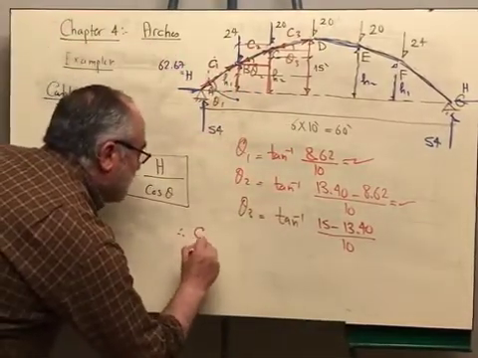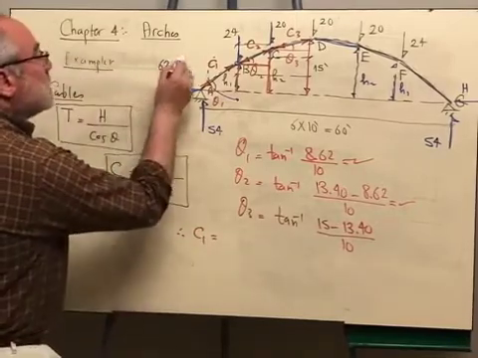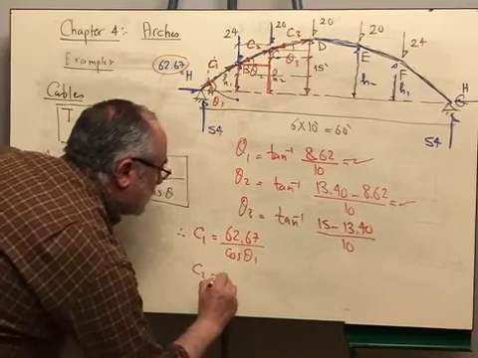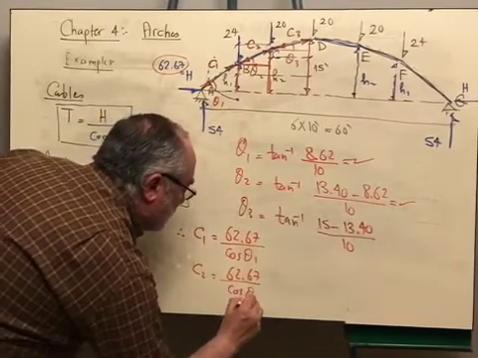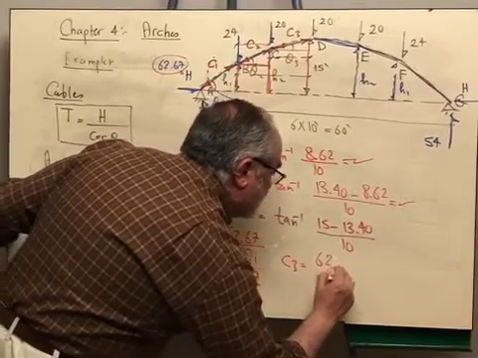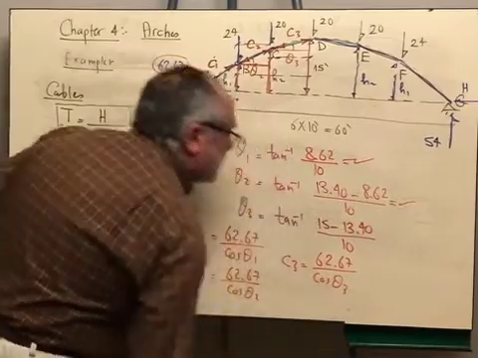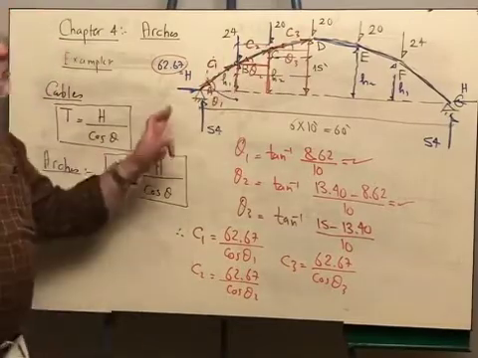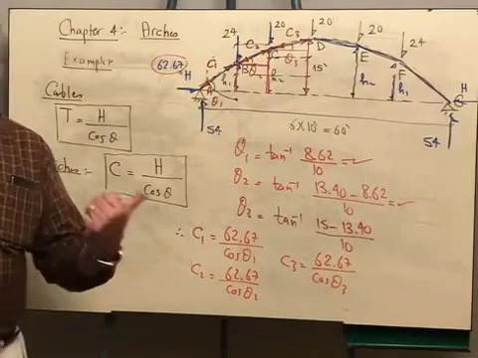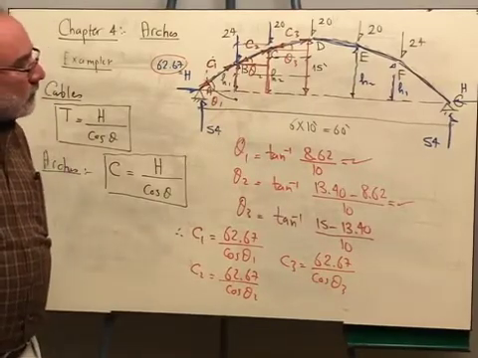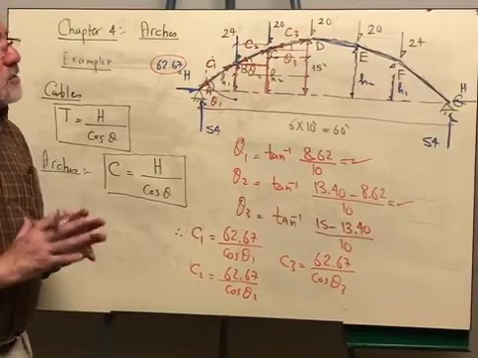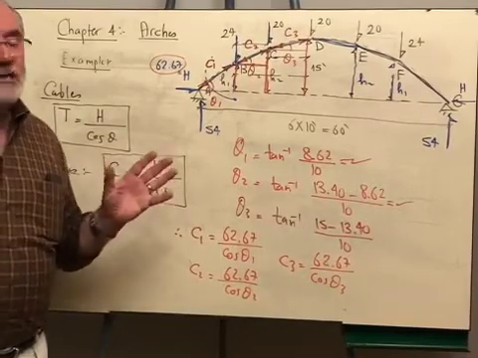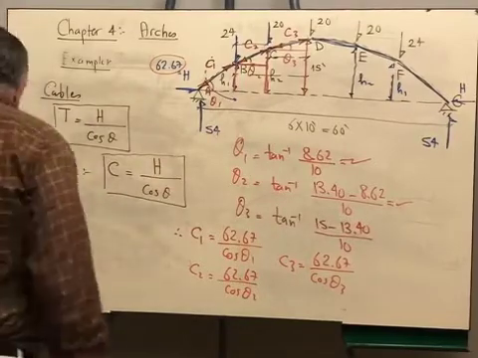Therefore, finally we can say that C1 is equal to the value of H, which is 62.67, over cosine theta 1, and C2 is 62.67 over cosine theta 2, and C3 is 62.67 over cosine theta 3. Exactly the same forces, the same tension force that would develop in the cable will also develop in the funicular arch, but instead of being tension, it will be compression. One student might ask me, this means that the funicular arches are always composed of straight line segments like this? No, not necessarily, according to the type of loading that we have. So let us have another problem.